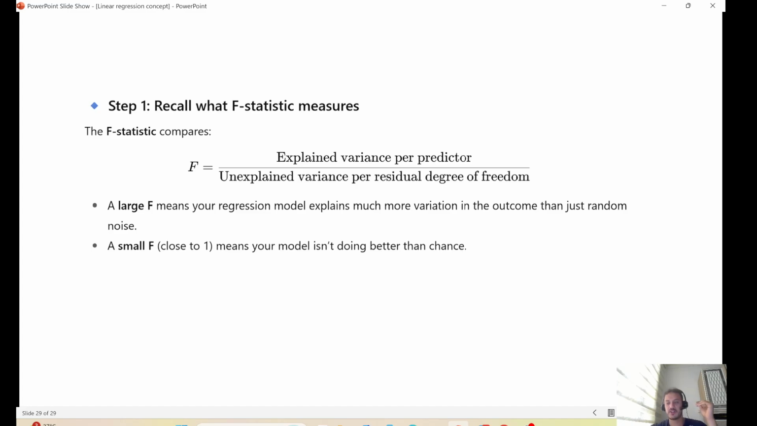So that is all you need to know about the linear regression concept, the theoretical part. The next video will start running our code and how we calculate all the things that we talked about here.